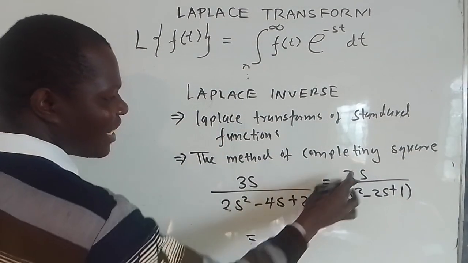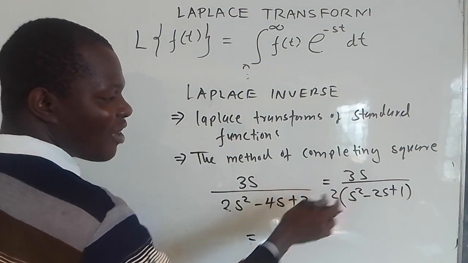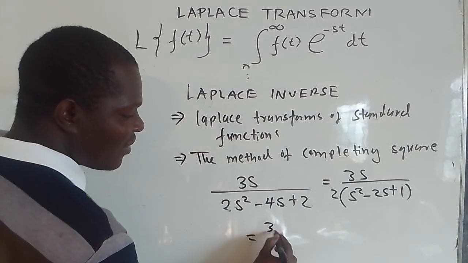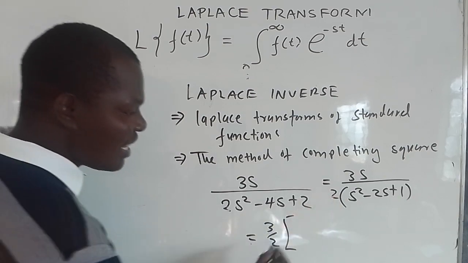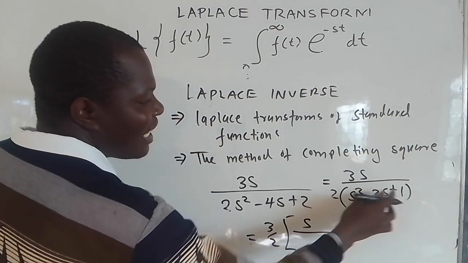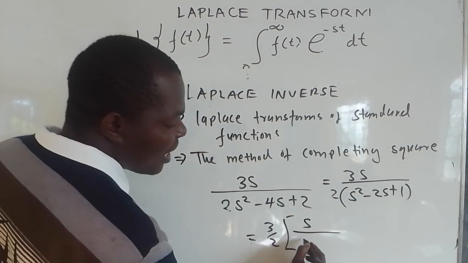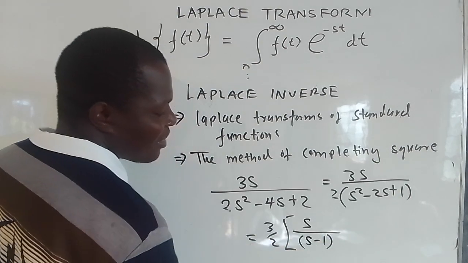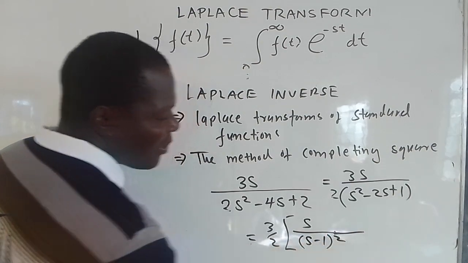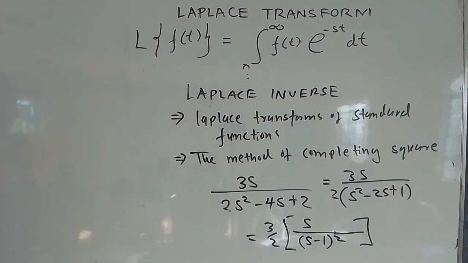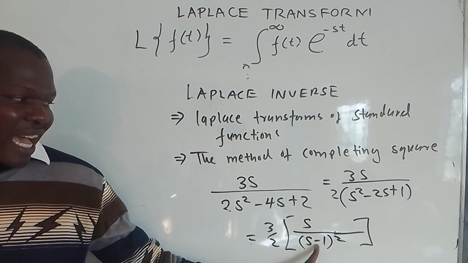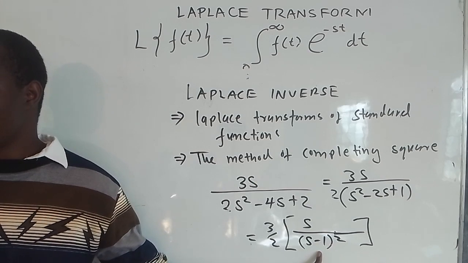So after that, you can now see you have 3 over 2 outside there, isn't it? Then inside you have s over s squared minus 2s plus 1. You found it is s minus 1 squared, isn't it? So if you look at this, there's no Laplace transform of this kind. We need to resolve this into partial fractions, isn't it?